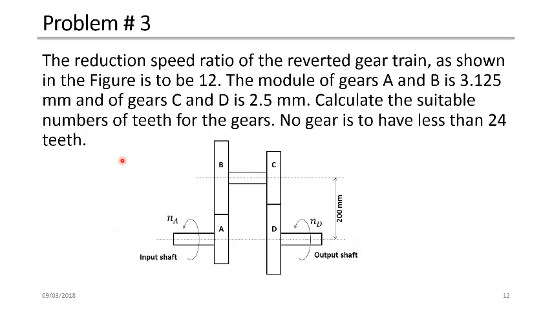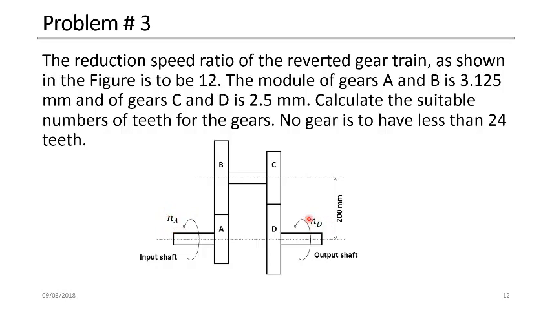So our next problem is another gearbox: the reduction speed ratio of the reverted gear train. We have a gear train here. It is designed to reduce the speed. We have an input shaft here, and with this input shaft we have gear A. Gear A is engaged with gear B, and then gears B and C are on the same shaft, so they have the same speed. And then gear C drives gear D, which is attached to the output shaft. So NA here is the speed of the input shaft.